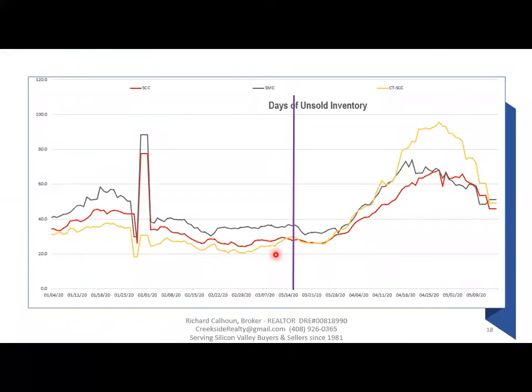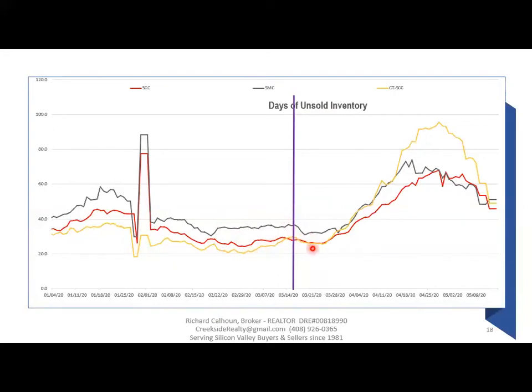Now we're looking at the actual raw data. So we're looking at days of unsold inventory. Unlike most data points, as days of unsold inventory go up, the market's actually slowing down. This is telling you it takes longer to sell the existing inventory. So you can see we started off the year at a pretty low number. I consider anything below 40, which is this horizontal gray line right here, to be a strong seller's market, anything above 80 to be a strong buyer's market, and in between 40 and 80 to be a balanced market. So we were down here somewhere around 30, 35.